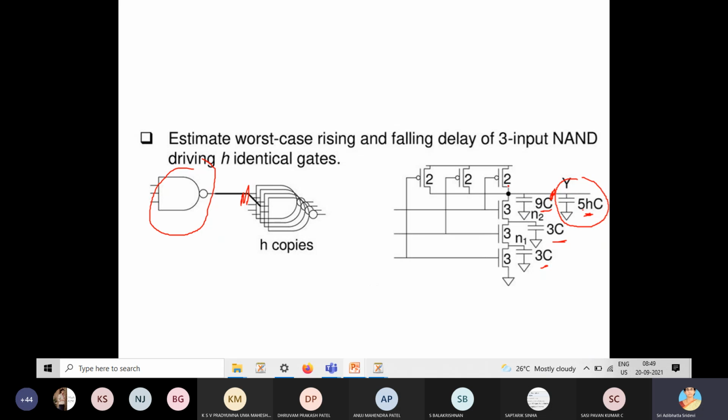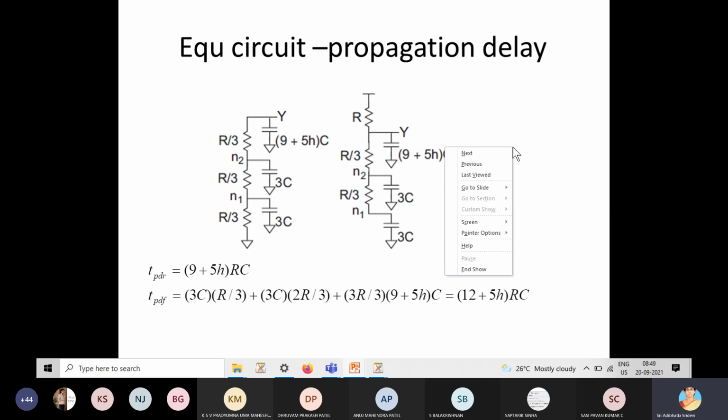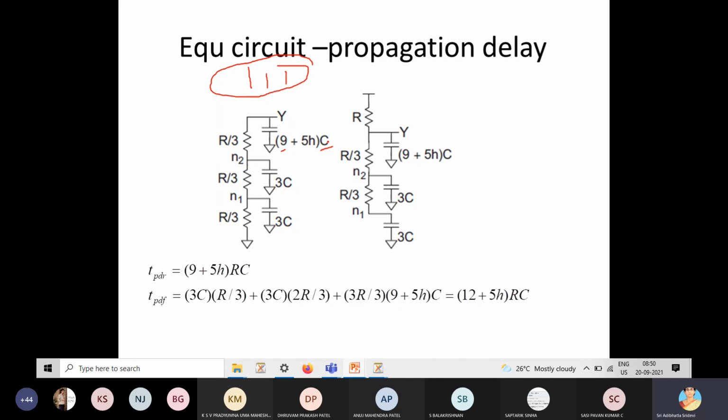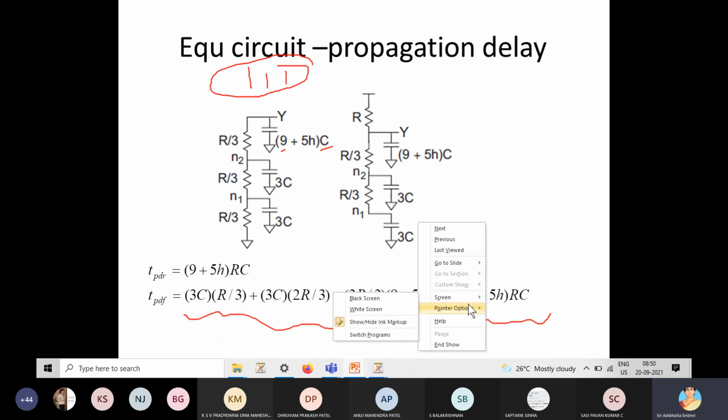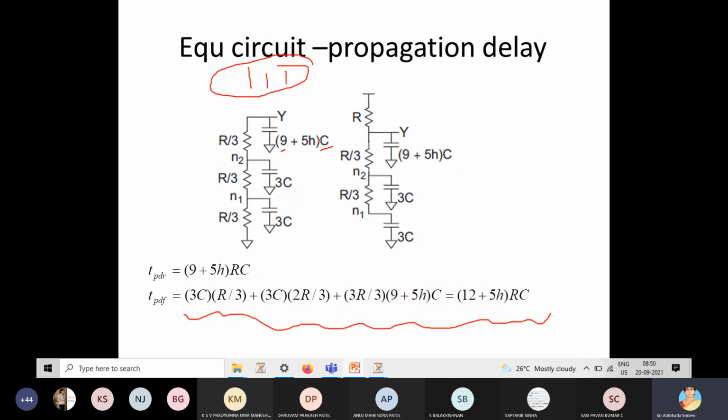Then once again, depending upon our inputs, what is the equivalent circuit for the rising? For the rising, we have taken the input combination 1, 1, 1. So here, instead of 9C, now we have (9 plus 5H) into C. We have to use the Elmore delay formula. So earlier we got 12 RC. Now we got (12 plus 5H) into RC, because we have added a load of 5H into C.